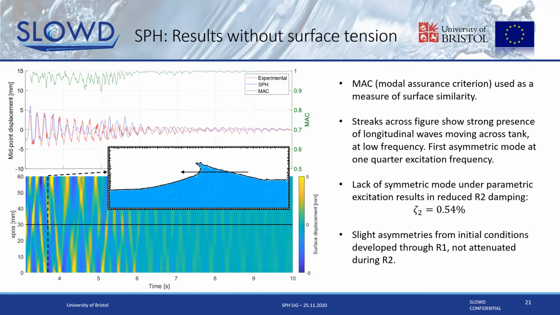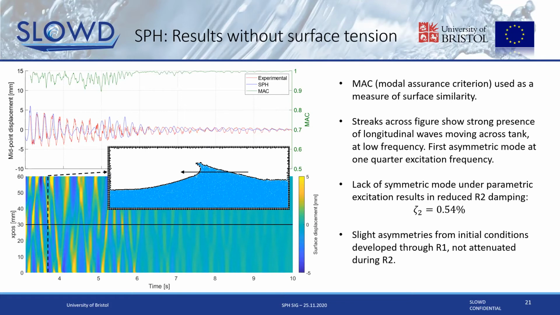Anti-symmetries in our initial conditions, and these are propagated through R1, that very chaotic fluid motion, and then they become these very strong asymmetries as we then die out into R2. And they take the form of these breaking waves moving across the tank, and these stop us from setting up these perfectly symmetric first symmetric mode. So because we have these breaking waves, we are no longer driving the fluid in one of its resonant conditions. And because we're not in a resonant condition, we do see this reduction in the fluid-induced damping in R2. And we drop down from about 0.9%, which we saw experimentally, to 0.54%, which we see in this SPH run.